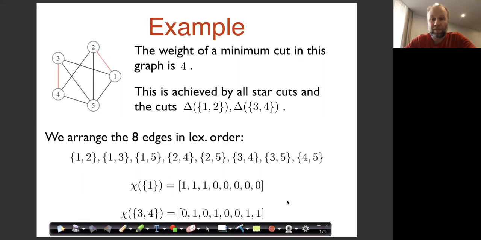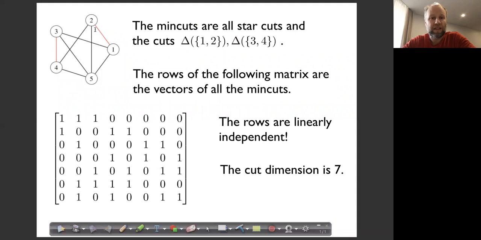Okay, so I do that for all the min cuts. Again, in this graph, the min cuts are given by all the star cuts, and the cut with shore 1, 2, and the cut with shore 3, 4. So there's 7 such min cuts. I put them as rows of a matrix here. And it turns out that these rows are all linearly independent. You can just do Gaussian elimination on this and see that. So that means that the cut dimension of this graph is 7, right?